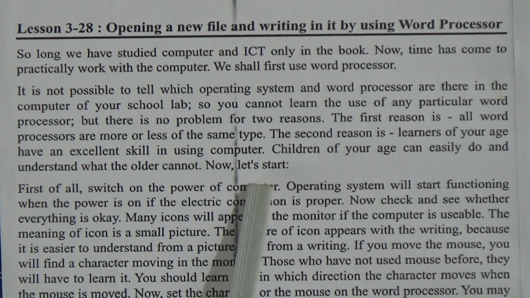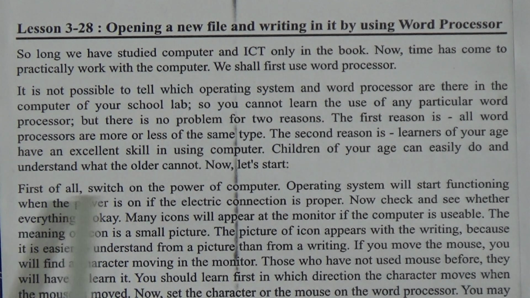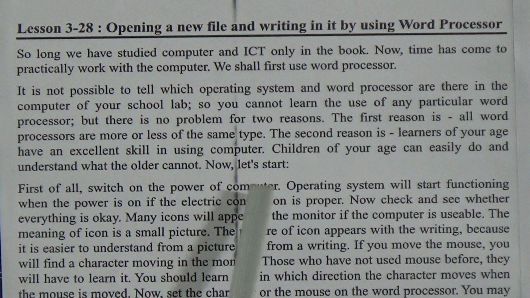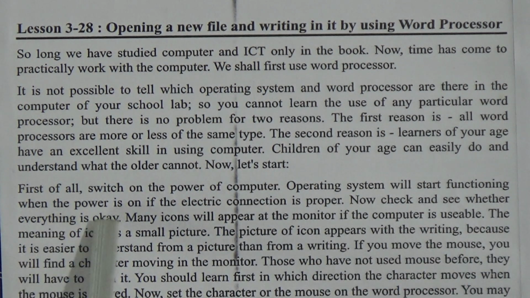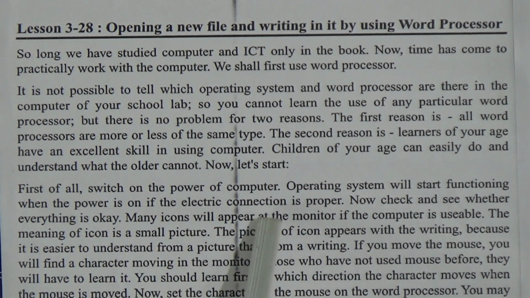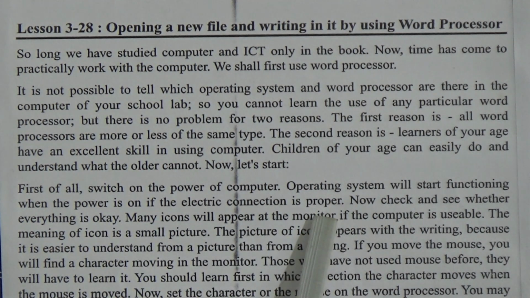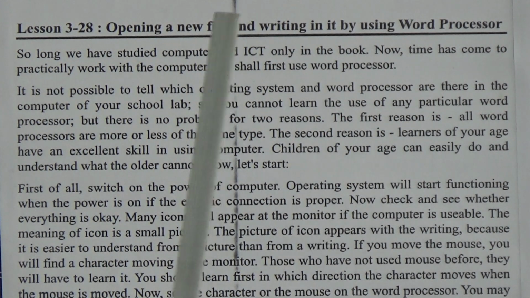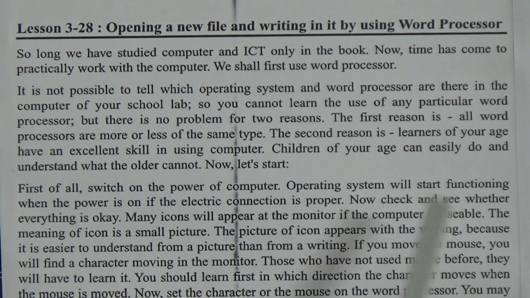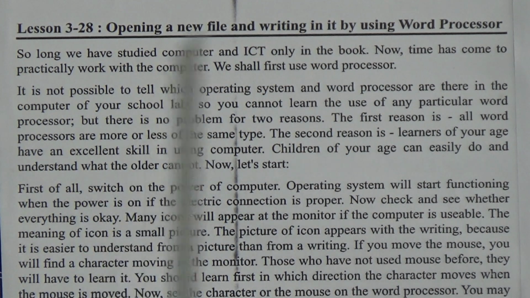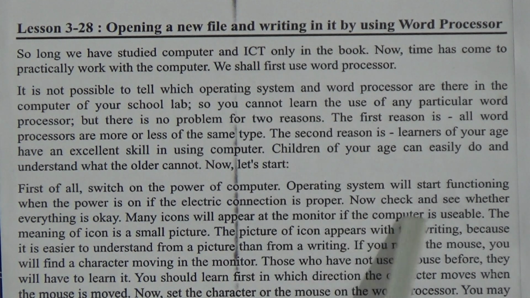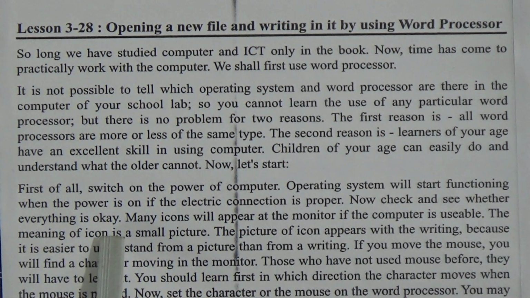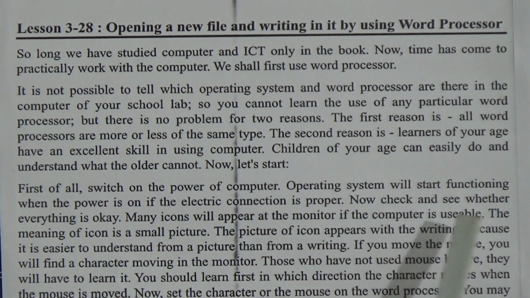Now, let's start. First of all, switch on the power of the computer. Operating system will start functioning when the power is on if the electric connection is proper. It means you have to switch on the power of the computer, and if the power is okay, the operating system will be started. Now check and see whether everything is okay. Many icons will appear on the monitor if the computer is usable.